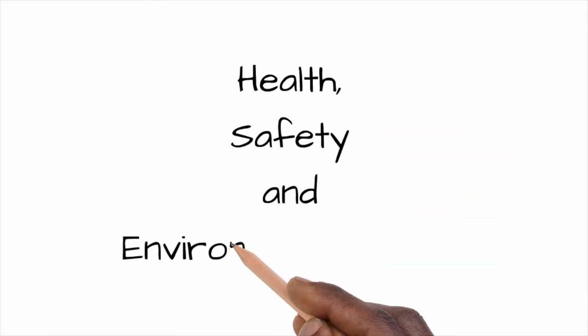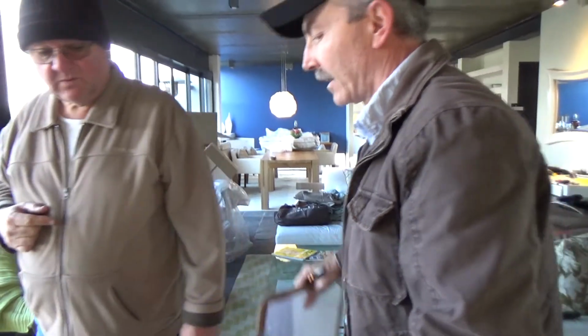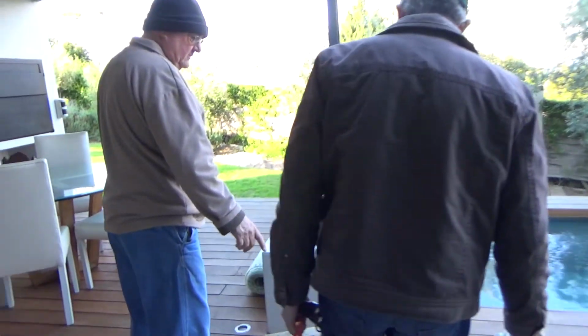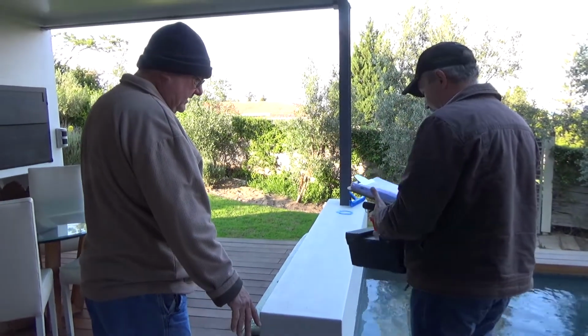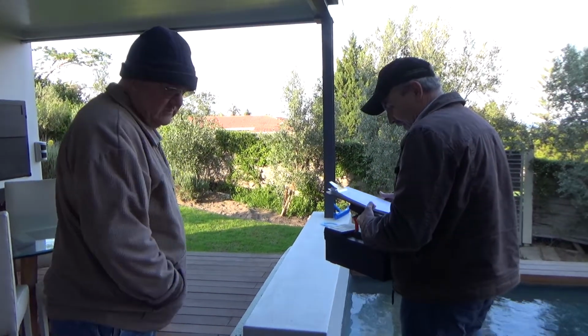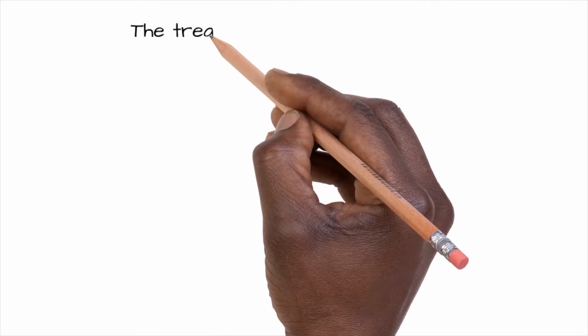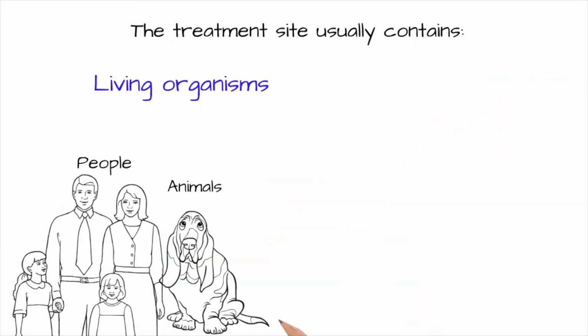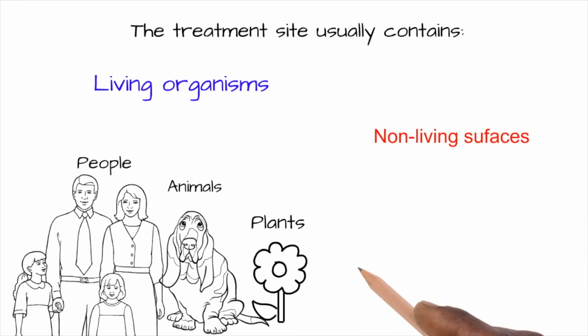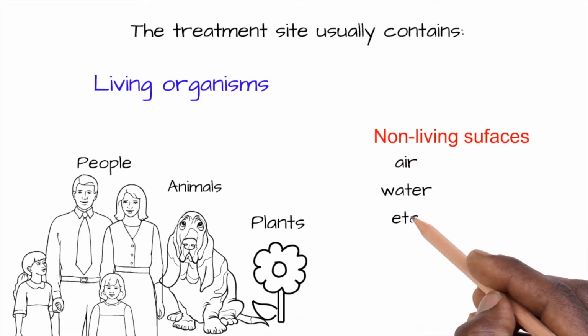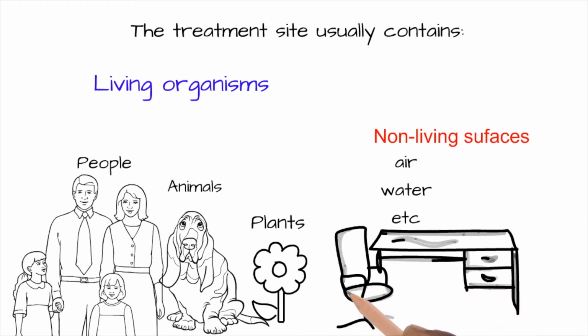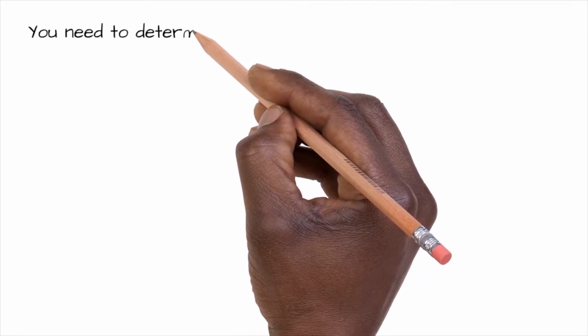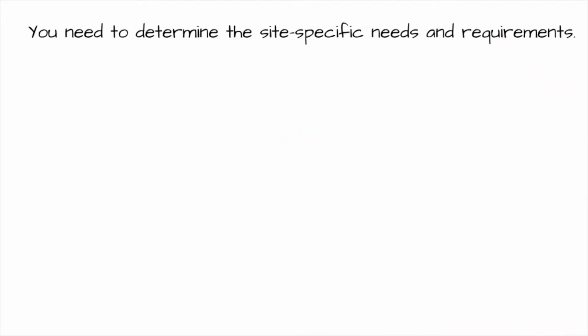Health, safety, and environmental risks. During the inspection, it is also of importance to identify and record any health, safety, and environmental risk factors that could impact the treatment of the worksite. The treatment site, whether an outdoor area or inside a structure, usually contains other living organisms such as people, animals, and plants, as well as non-living surroundings such as air, water, structures, objects, and surfaces. You therefore need to determine the site-specific needs and requirements.